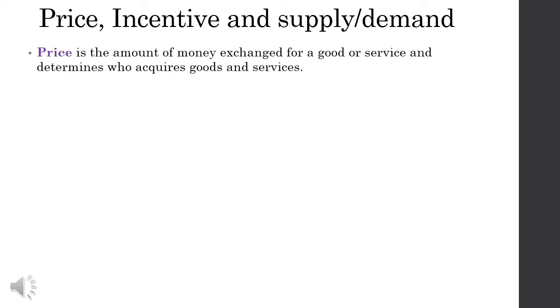As you've seen, some economic terms are complex and they need to be broken down into their parts. Others just sound complex, but they're pretty straightforward. One of those that just sounds complex is price. That's the amount of money exchanged for a good or service, and it determines who acquires that good or service. In other words, how much does something cost and who can afford it?